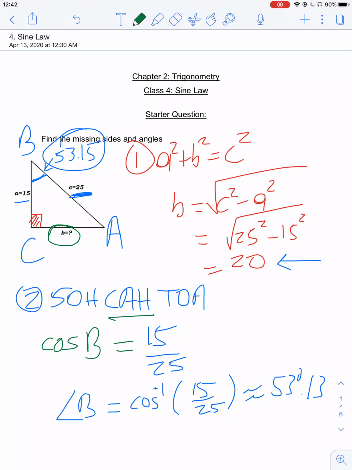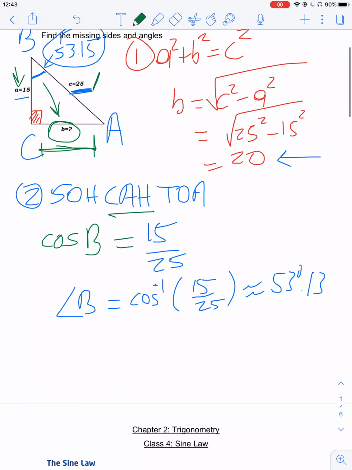I could use either sine, because sine is opposite over hypotenuse, or I could go with tan, because tan is opposite over adjacent. Either way, I will be able to calculate this side length, small b. So pick your favorite trig ratio. Let's just go with tan, because usually we don't use tan a lot. So I know that tan of B is equal to the opposite side over the adjacent side.